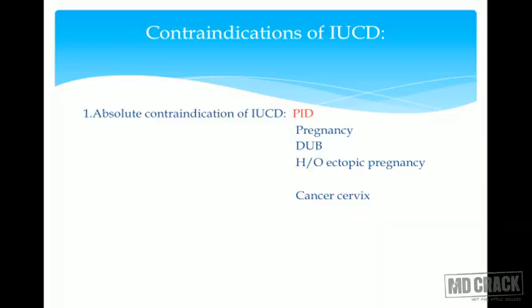Contraindications, absolute contraindications, again MCQ: pregnancy, DUB, where the patient is already having bleeding, and if you are suspecting endometrial hyperplasia or carcinoma endometrium, you are not supposed to use copper T in them. History of previous ectopic pregnancy, don't use copper T because that will add to her risk. Presence of PID, if there are infections in the pelvic cavity, please don't use copper T. And cancer cervix is a rare one.